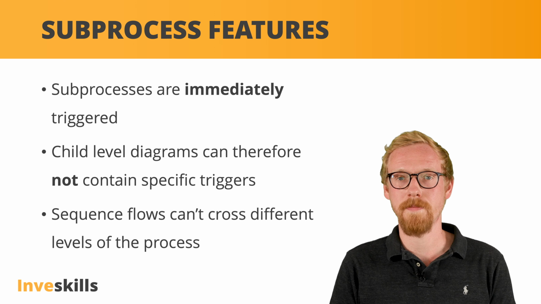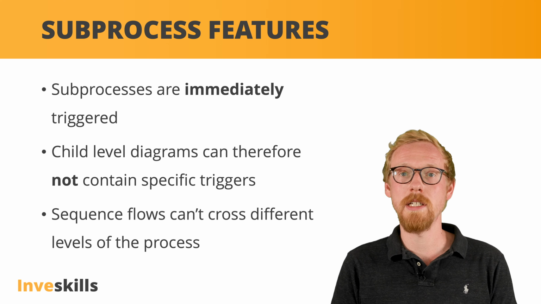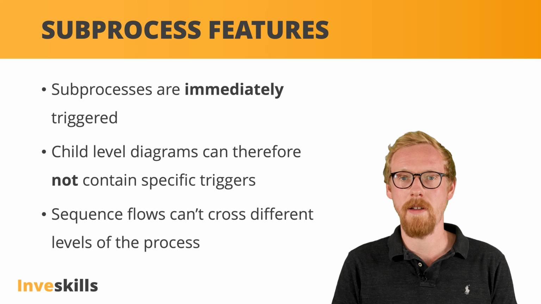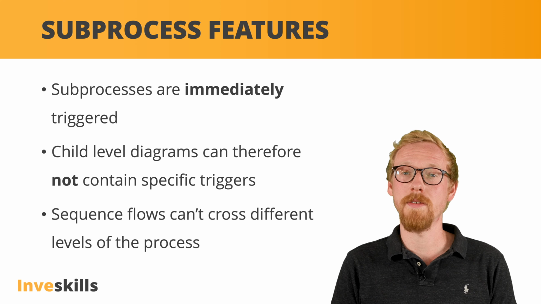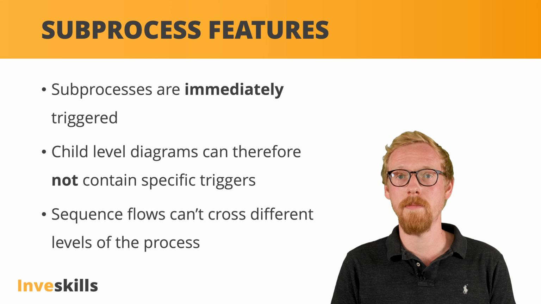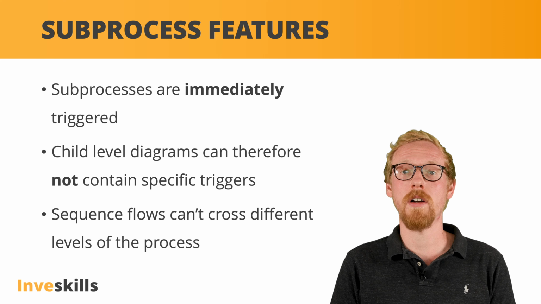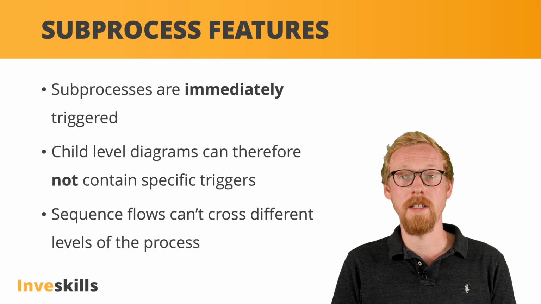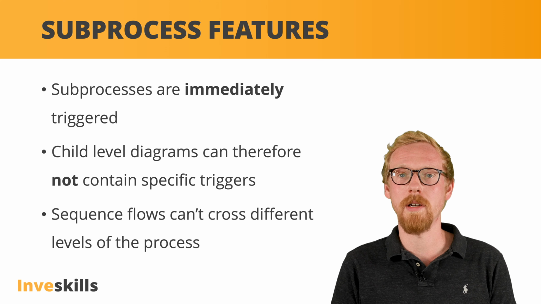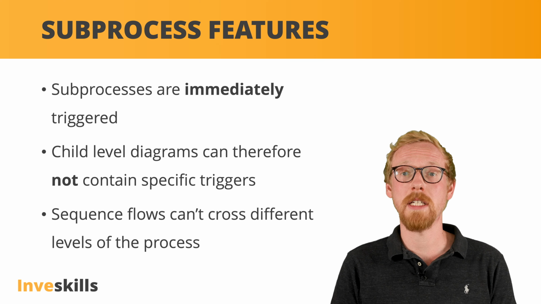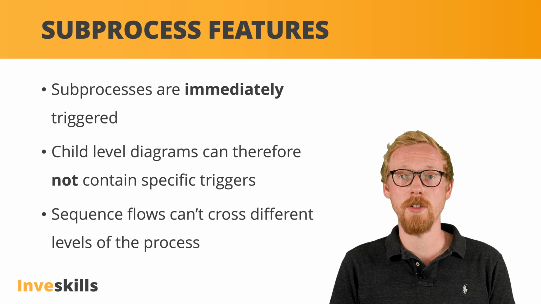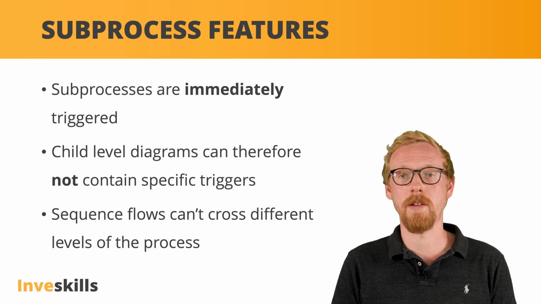Subprocess features. There are some things you need to keep in mind about subprocesses. When a sequence flow arrives at a subprocess in the top-level diagram or parent-level diagram, this immediately triggers the start of the subprocess. This means that in the child-level diagram, you cannot use specific triggers since the process is initiated at the top-level diagram. Specific triggers should thus be included in the top-level diagram, not in the child-level diagrams.